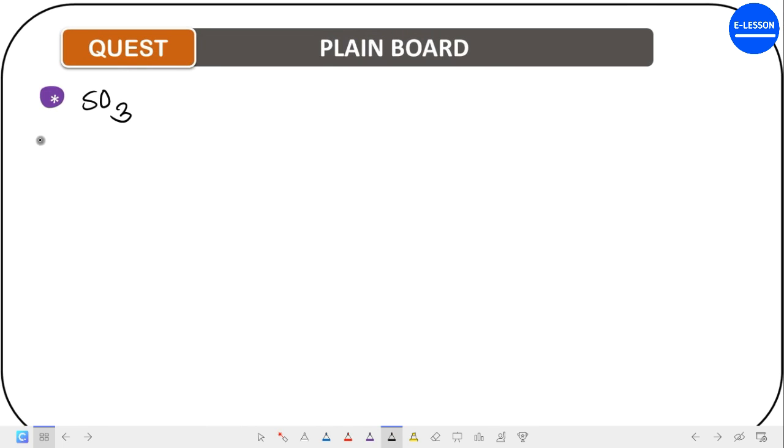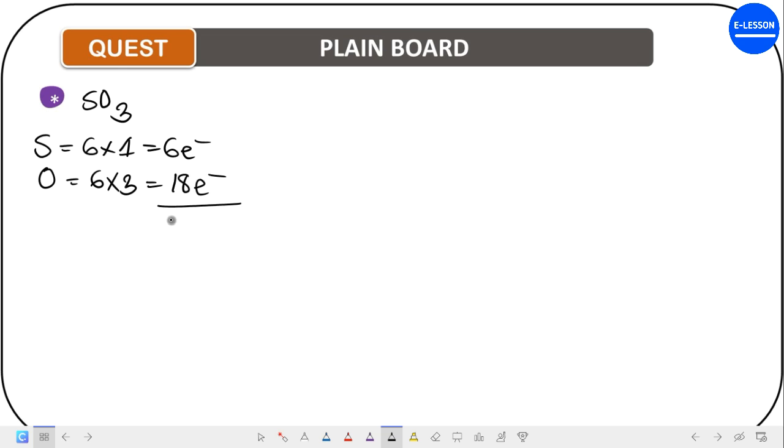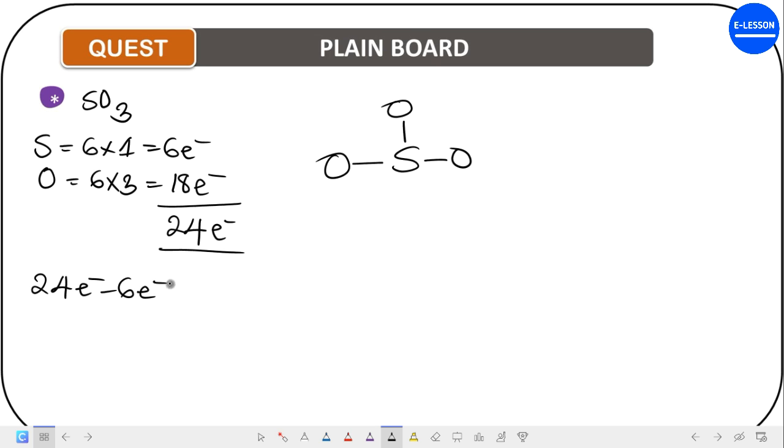Calculate the number of electrons first. Sulfur is 6 times 1, which is 6 electrons. Oxygen is 6 times 3 oxygens, 18 electrons. Total is 24 electrons. Now the structure: of course, everyone knows sulfur will be the central atom because sulfur is less electronegative than oxygen. So we have to subtract these 3 bonds, 6 electrons. So we have 24 minus 6 electrons, which is 18 electrons.